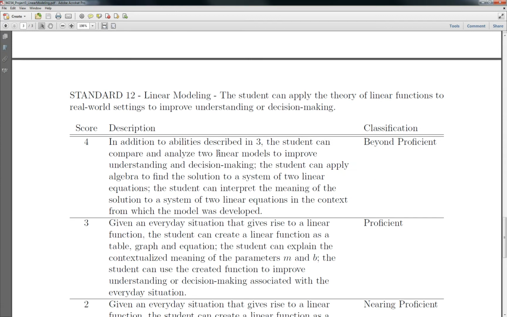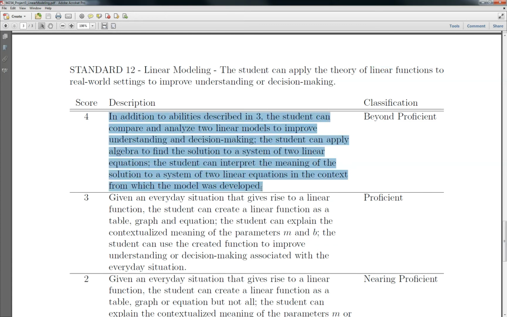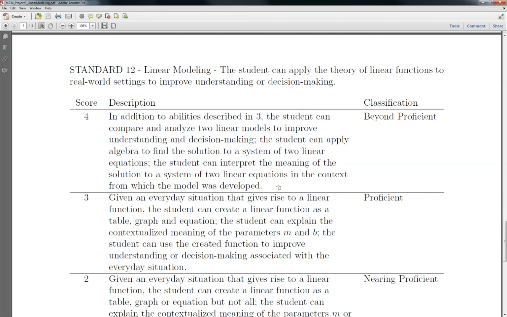There is a standard here that I would encourage you to read because I really want to see that you can apply the theory of linear functions to a real-world setting to improve understanding or decision making. So I'm really looking for you to apply linear functions in this particular modeling setting. And I would encourage you to, in particular, read what the four, beyond proficient, description is so that you can be sure and shoot for a demonstration of those skills.